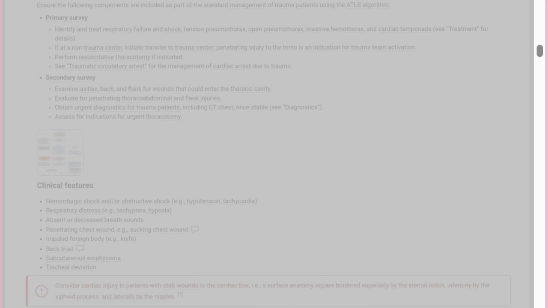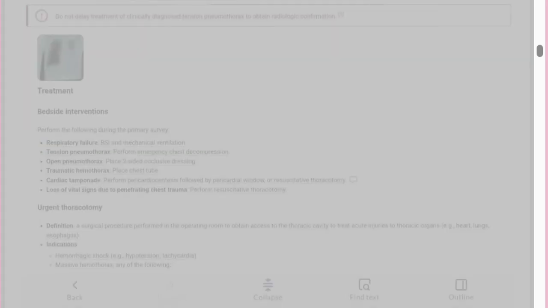Diagnostics. Urgent diagnostics for trauma patients follow a comprehensive approach, plus bedside assessment, CXR, and EFAST. See CT imaging in trauma. CT chest with IV contrast. CTA chest if vascular injury is suspected. Additional testing: bronchoscopy, esophagoscopy, echocardiography. Do not delay treatment of clinically diagnosed tension pneumothorax to obtain radiologic confirmation.